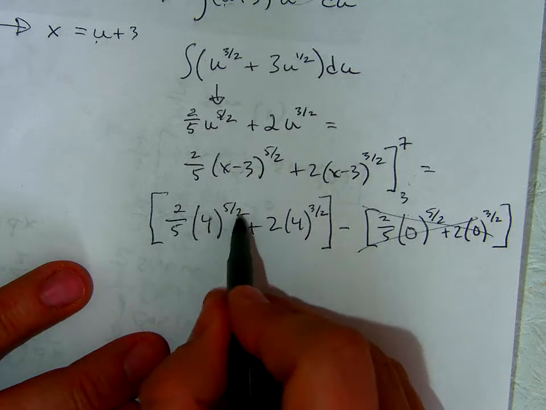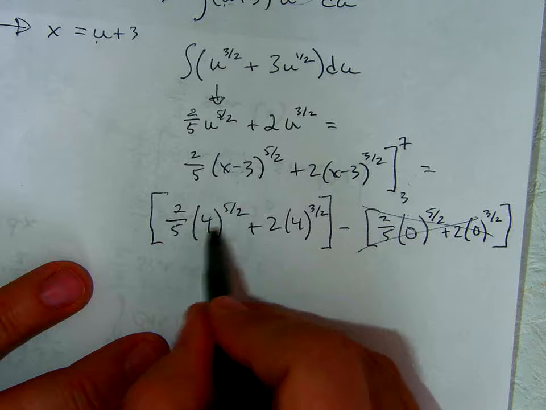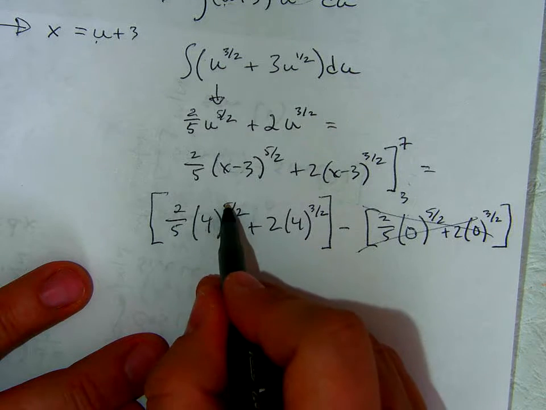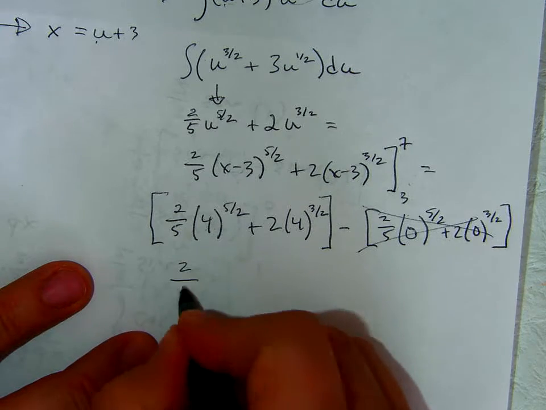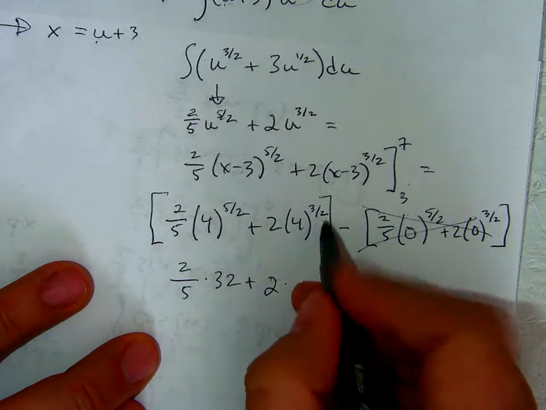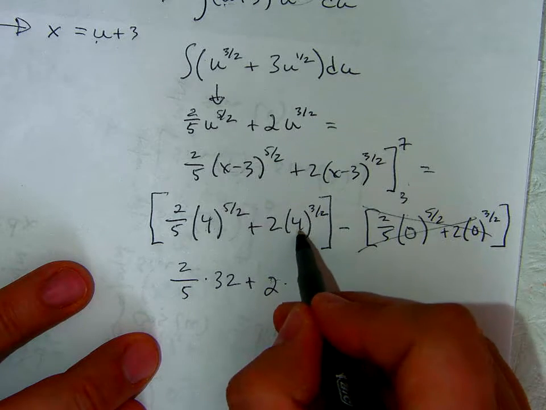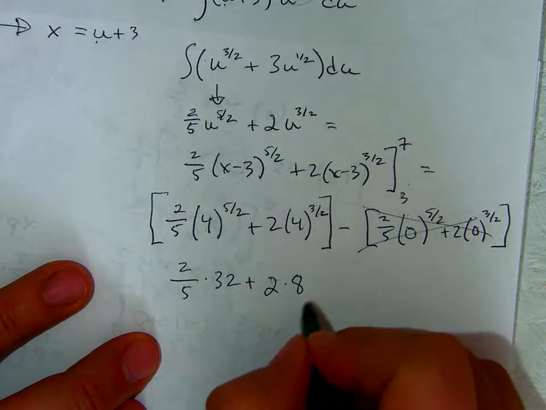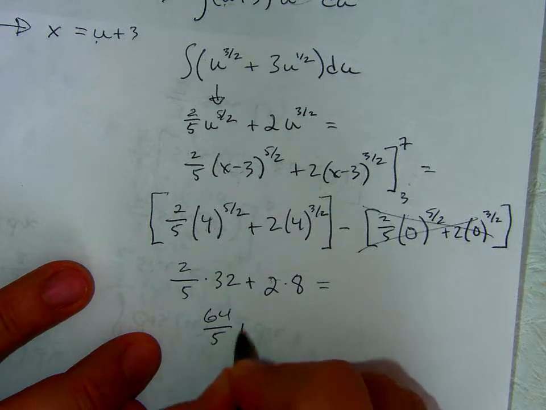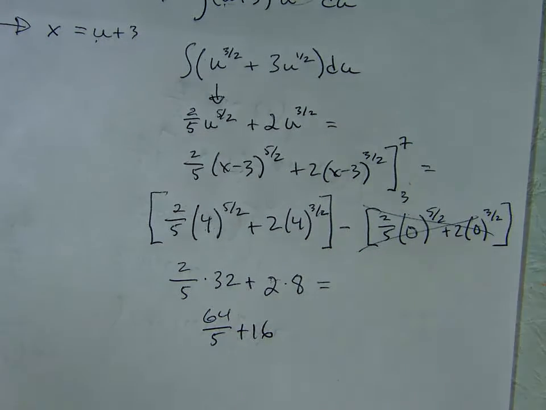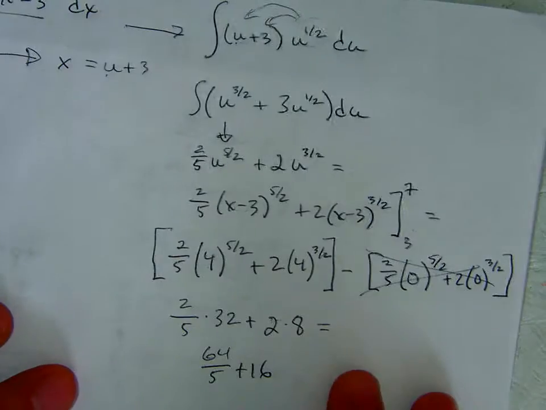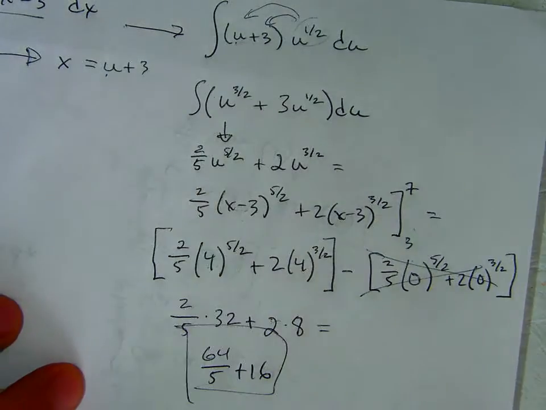As far as this goes, you need to remember that 4 to the 5/2 means the square root of 4 to the 5th power, so 2 to the 5th power, so 2/5 times 32 plus 2 times the square root of 4 is 2, 2 to the 3rd is 8. And what do we get? 64/5 plus 16, and I'm sure you can simplify that, but I'm not going to do it right now because that's not really the main part of the problem. But there you go. That's basically your answer.